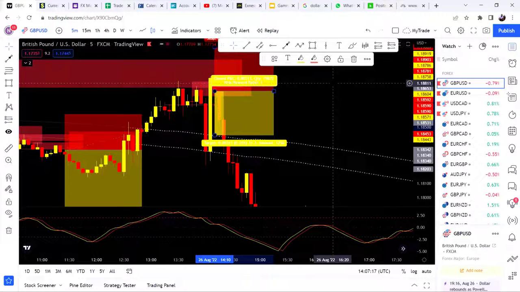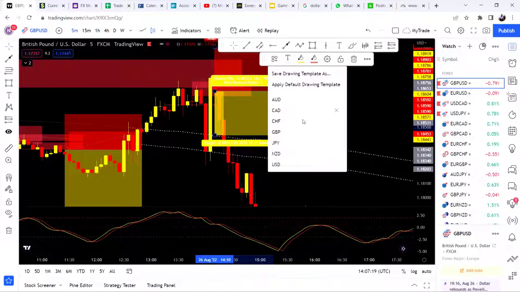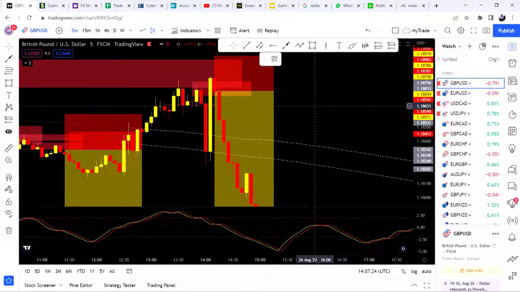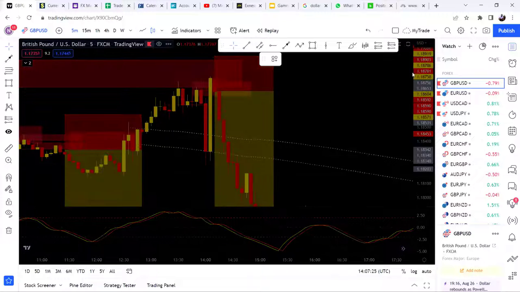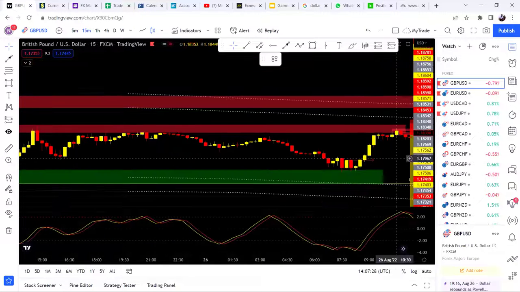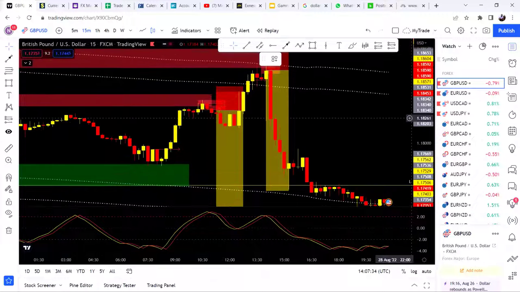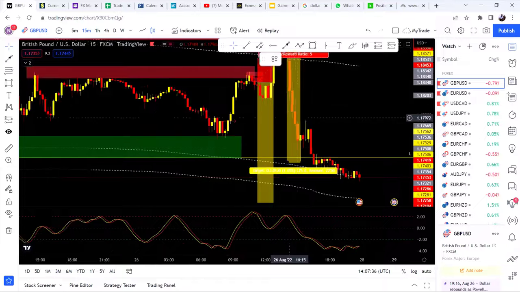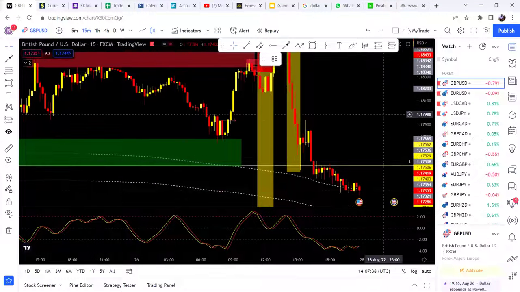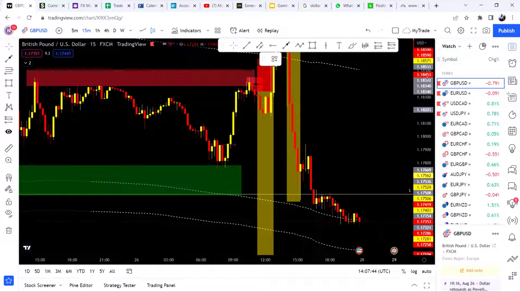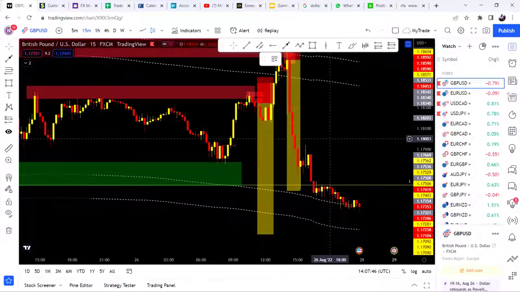Then the sell position would have been here, then 25 pips, and when you come to the 15 minutes, I think TP would have been smashed within a couple of hours. So this is how we could have analyzed the chart and also taken a trade.